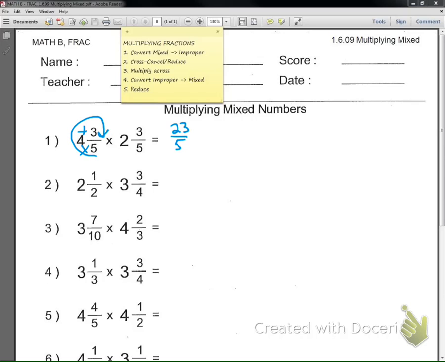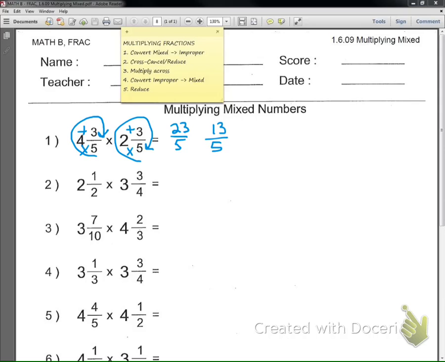Then you convert the 2 and 3/5 also into an improper fraction, so we have to mix it up. So we start with a 5. 5 times 2 is 10, plus 3 is 13. And we write that all over the number that we started with, 5.